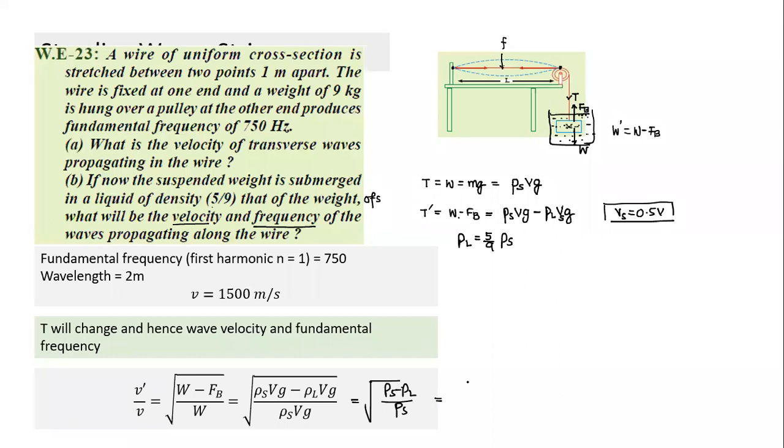Here rho L is equal to 5 by 9 rho S, so we get root of (4 by 9 rho S divided by rho S), which is equal to 2 by 3. Velocity becomes 2 by 3 of V, so V dash becomes two-thirds of V. As V dash changes, f is equal to V by 2L, and the length will not change. In the same proportion, the fundamental frequency also will change. So the velocity has become 2/3, and the fundamental frequency also becomes 2/3 of its initial value.